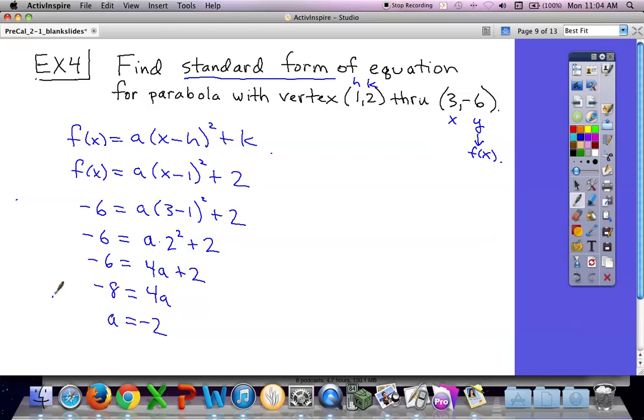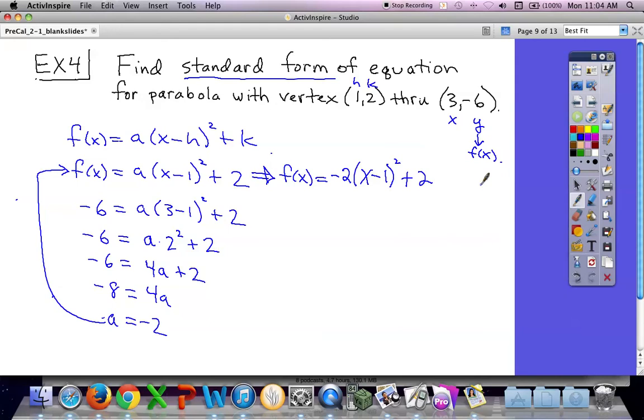Okay. Once you know what the a is, you got to go back to here, right? And plug in for the a. So f of x equals negative 2 times x minus 1 squared plus 2.